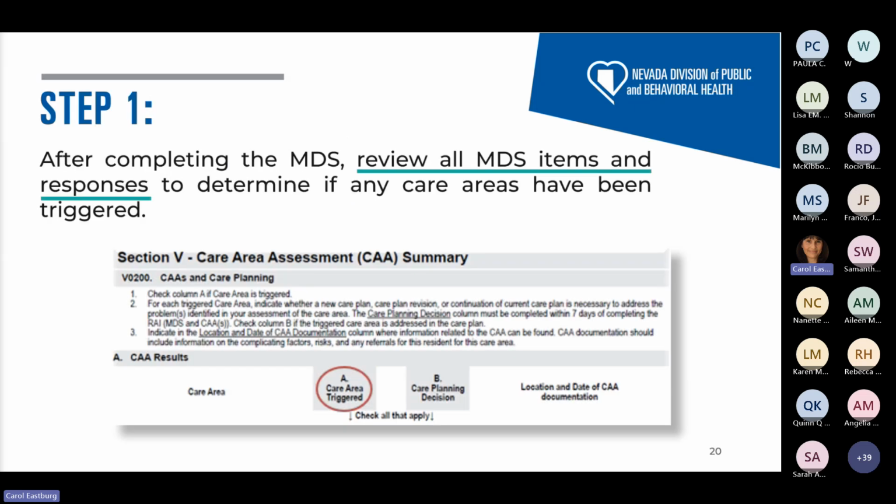According to the manual's instructions, once the MDS is completed, the first step of this process is to review all the MDS items and responses to determine which of the 20 care areas have been triggered and warrant additional consideration by the interdisciplinary team. As you do this, you'll be looking at both the MDS and Section V200A CAA results. Due to space constraints, this slide shows only the top half of Section V CAA summary item V200.